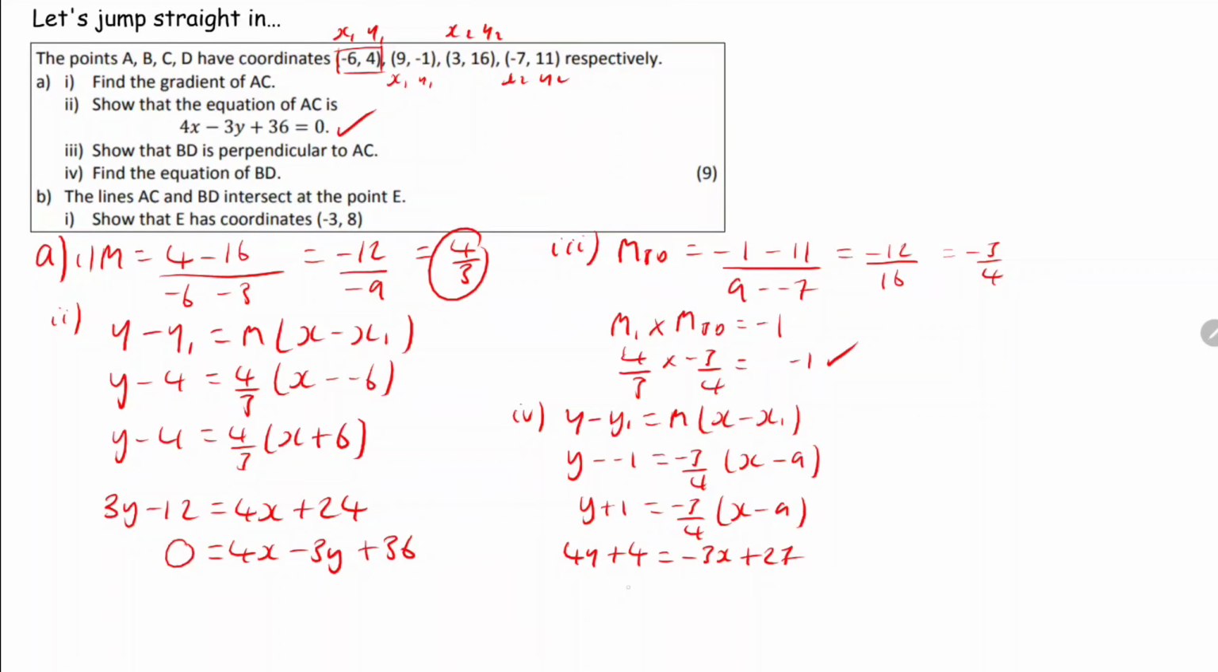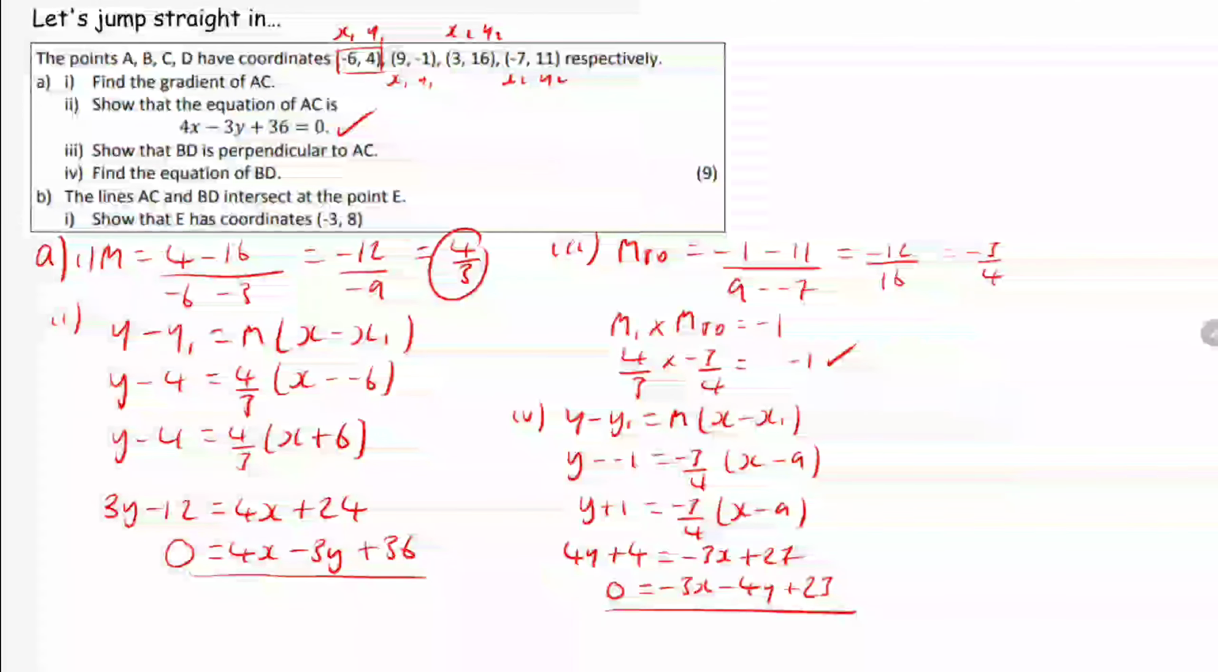And I'm going to take everything to the left hand side, so 0 equals minus 3x minus 4y, and if you take the 4 off 27 plus 23. That's our second equation. So next part of the question, which is part B, which I'll do up here, asks us to find the point of intersection, which is E.